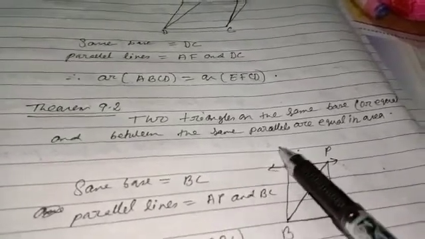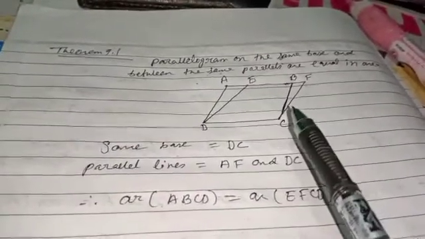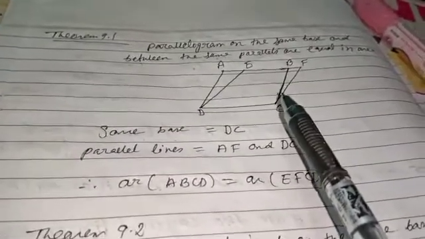Okay, next, theorem 9.2: two triangles on the same base or equal bases and between the same parallels are equal in area. Similar case, see: in this case, two parallelograms on the same base and between the same parallels have equal areas.